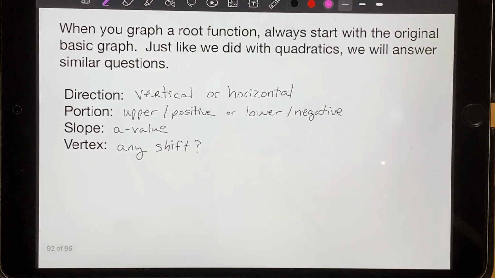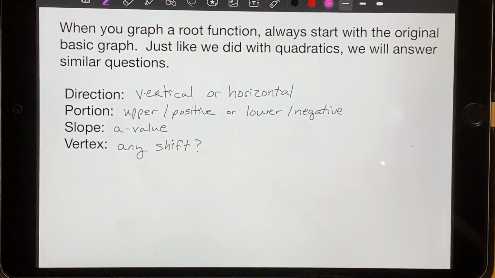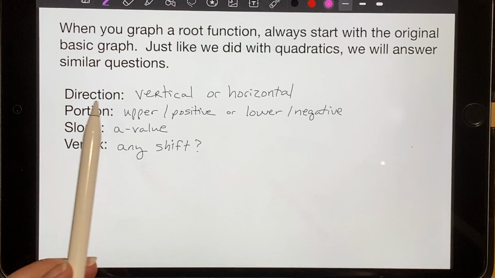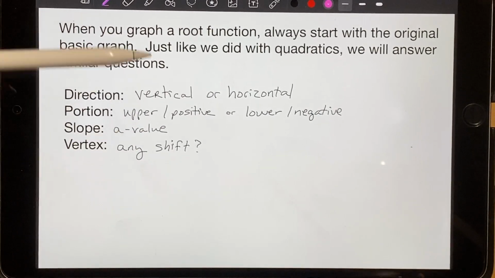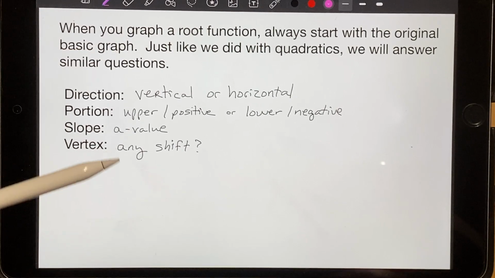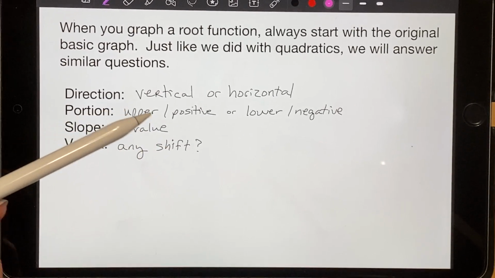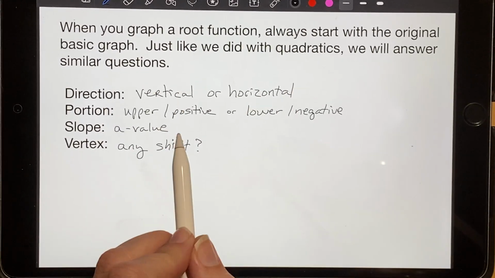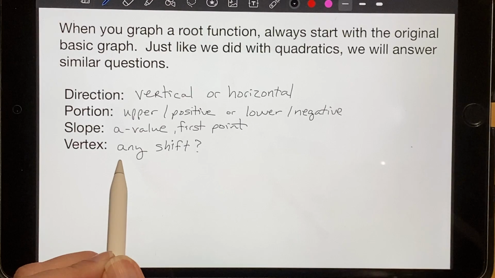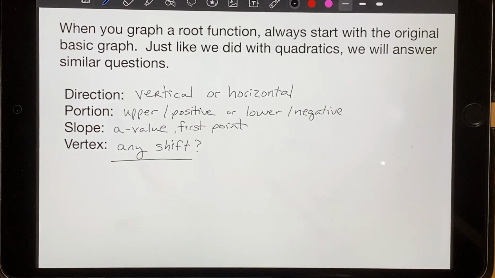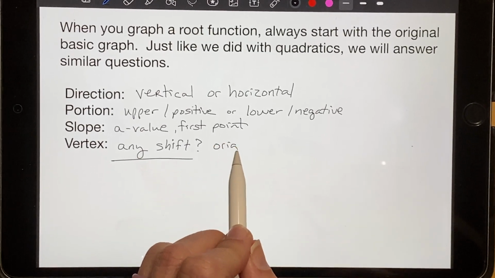Okay, so when we graph that root function, again, we start with our original basic graph and then answer these questions. And you can label them differently than I do, but I like to ask myself, what direction is it laying? Is it going to be positive, negative? Am I using the upper part? Am I using the lower part of it? What is that slope A value? This is going to give me that very first point that I need to know. And then, is my vertex at the origin or not?